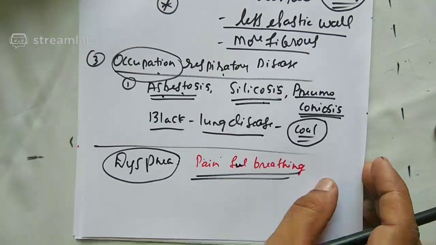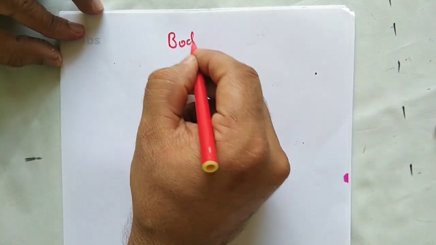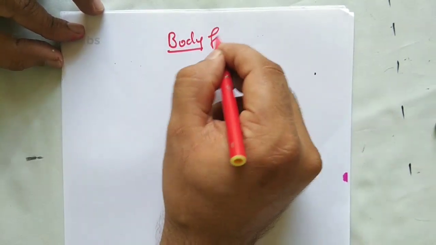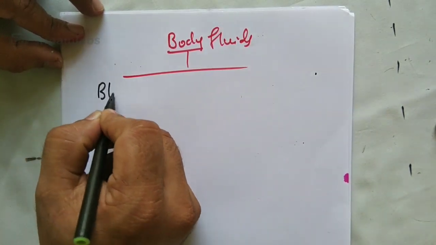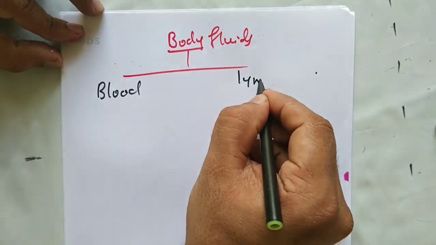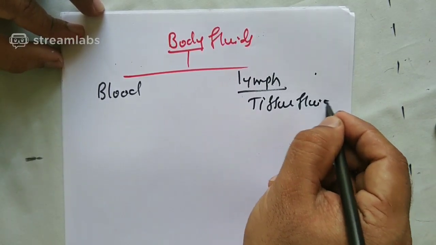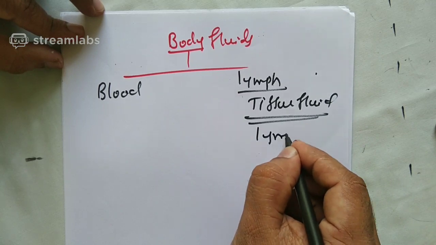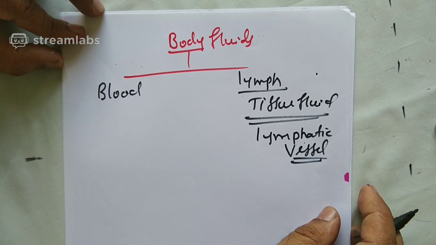Hope you understood, friends. With that, I'm ending this chapter and moving to the next chapter, friends, that is body fluid and circulation. When I discuss body fluid and circulation, the body fluids are two. Tell me what they are. One will be blood and the second will be lymph. And lymph is also called what fluid? Tissue fluid. And lymph is flowing in what? Lymphatic vessels. Hope the matter is clear.